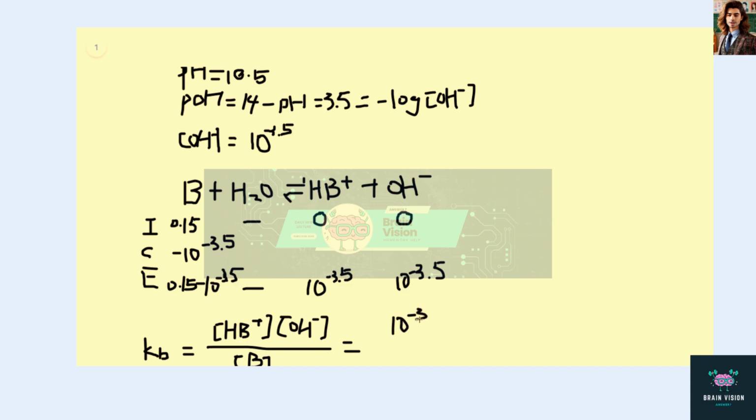10 to the negative 3.5, squared, divided by 0.15 minus 10 to the negative 3.5. And the result of this calculation will be 6.66 times 10 to the negative 7 as the value of Kb.